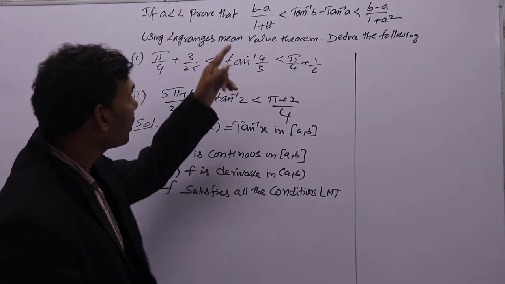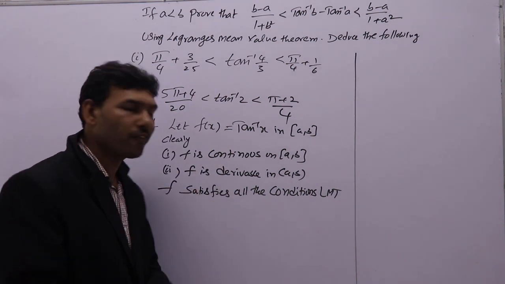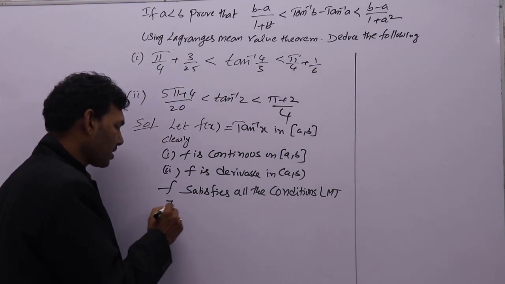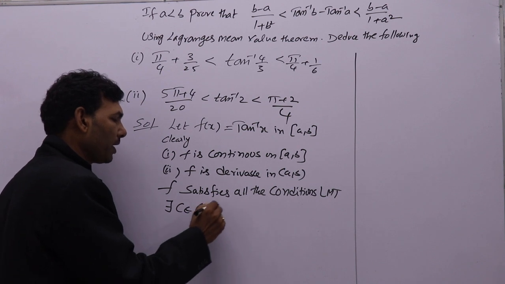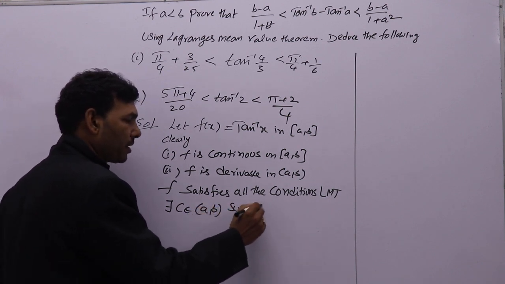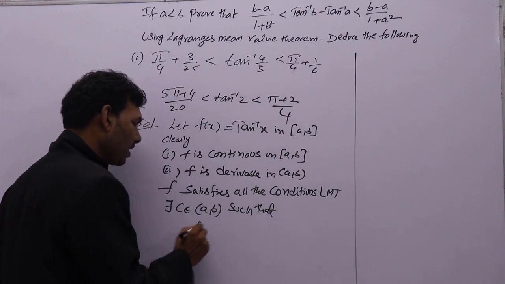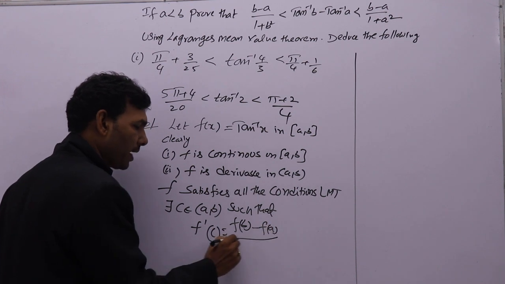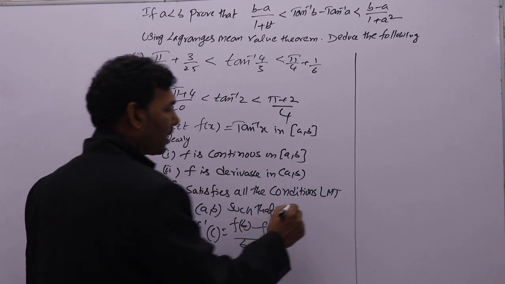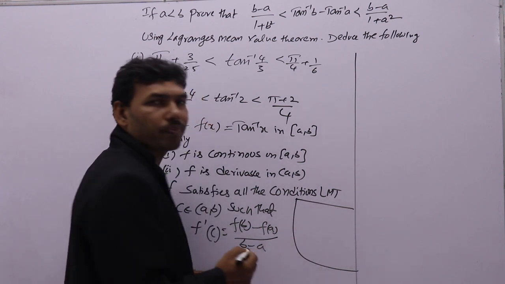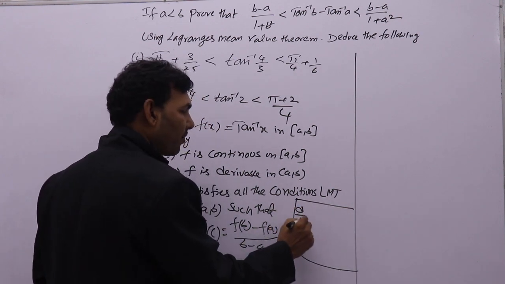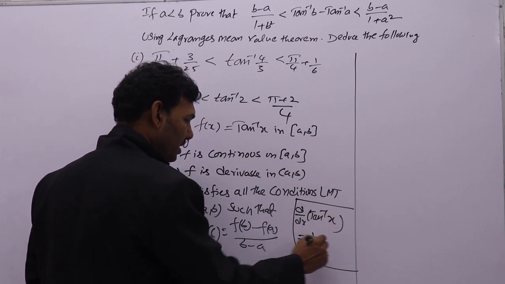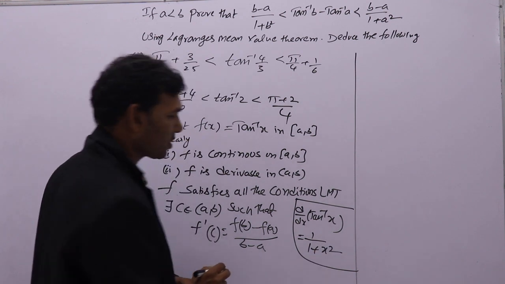Now we need to deduce that inequality. So generally, if one function satisfies Lagrange's mean value theorem, then what happens? There exists c in open interval a comma b such that f dash of c equal to f of b minus f of a by b minus a. Here f of x is tan inverse x. That means differentiation of tan inverse x value is needed. Differentiation of tan inverse x is 1 by 1 plus x square.